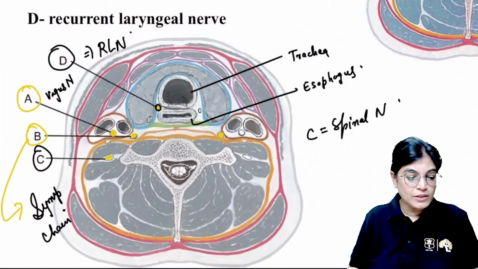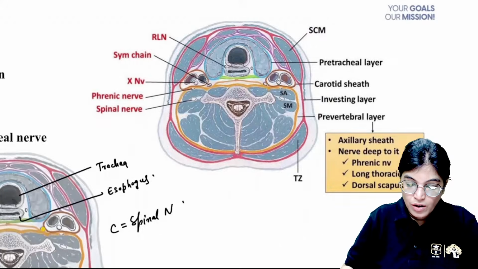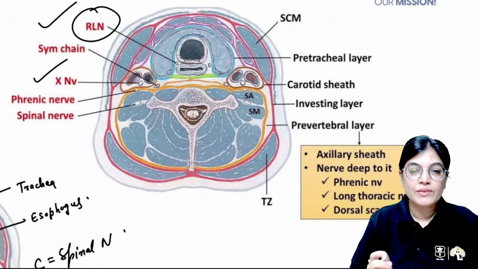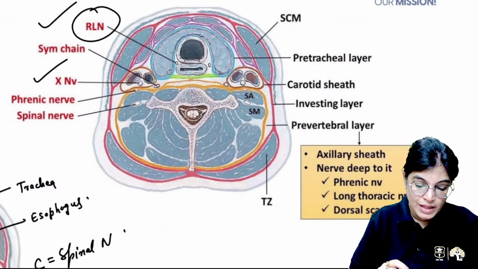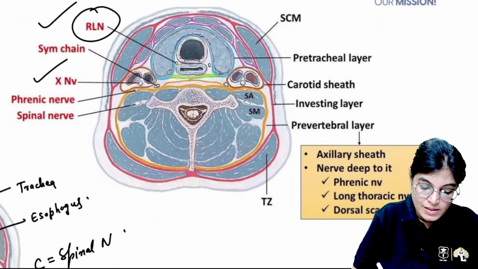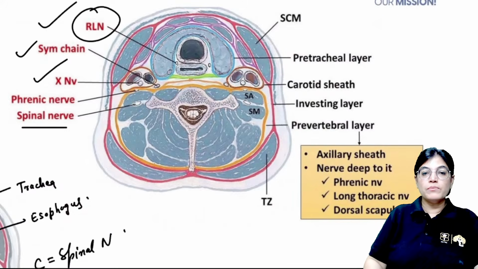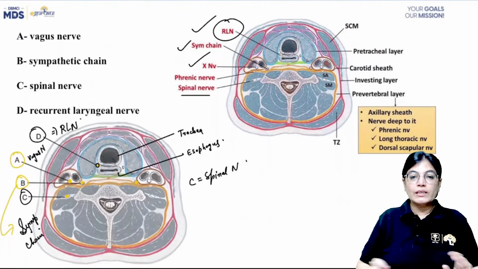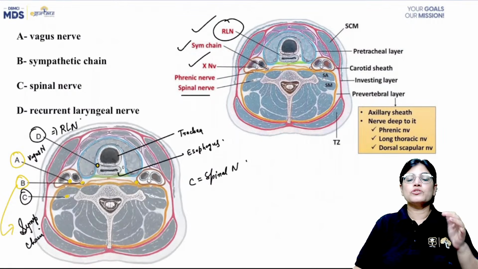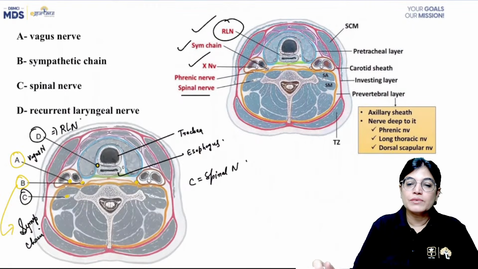I just want everybody to correlate this image with the image given here. So we have got the recurrent laryngeal nerve in relation to the tracheoesophageal groove, the vagus nerve, the 10th cranial nerve, inside the carotid sheath, as you can see. The sympathetic chain is related posteriorly to the carotid sheath, and the spinal nerve is in between the posterior muscles. So it is very important that you should be aware not only of the transverse section of deep cervical fascia, but also of the sagittal section of deep cervical fascia.